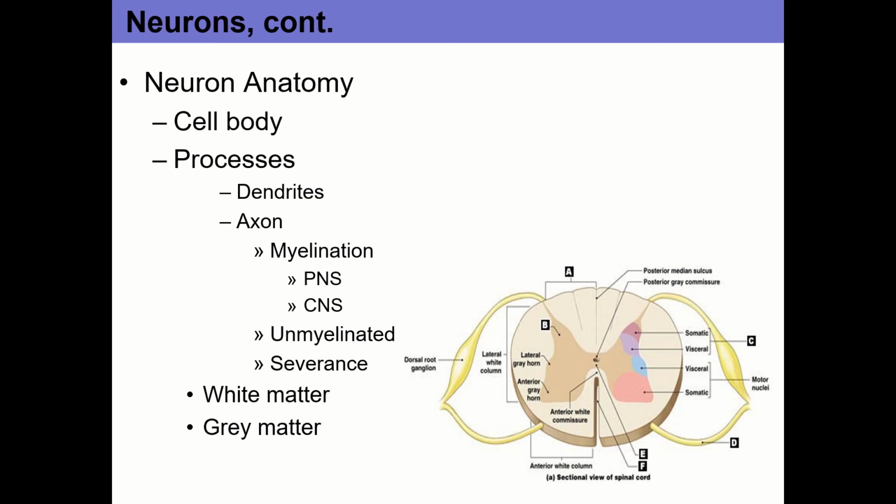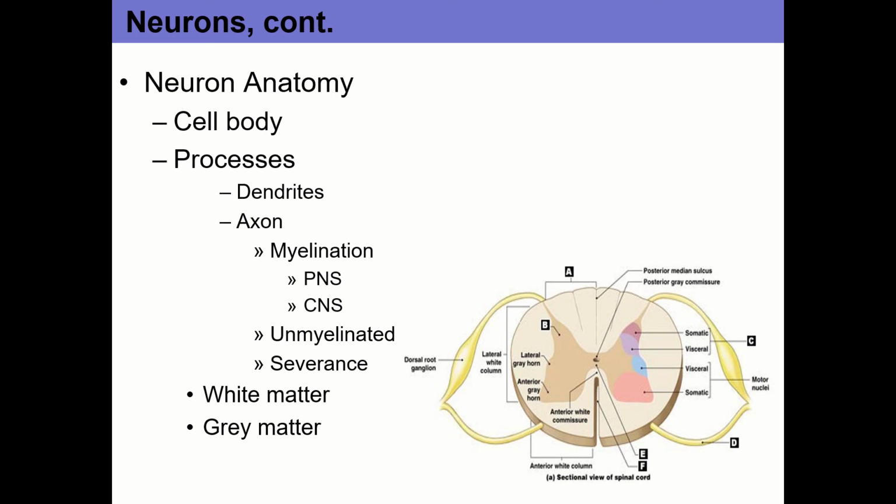As opposed to that H shape in the middle, that is gray matter, which is primarily cell bodies. Remember, cell bodies are not myelinated, and because of that, they have more of that dark grayish color. So there's a lower fat content. That's what gives it that more grayish appearance.